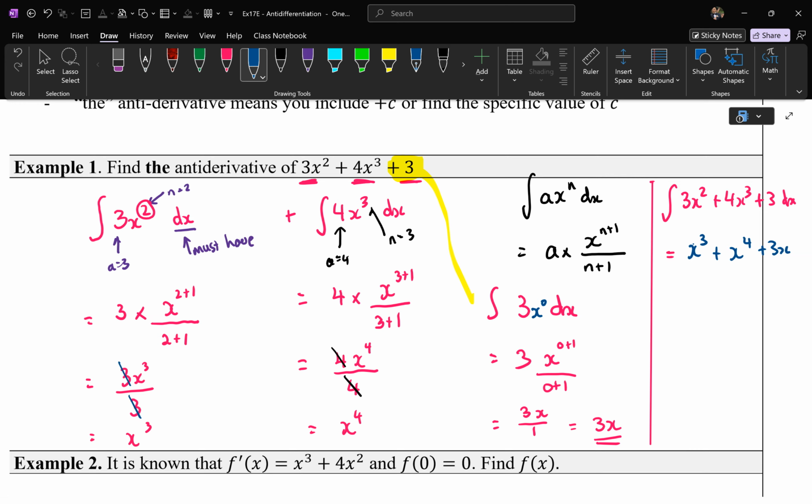Okay, and if you want to see if you've done it right, just differentiate them. Differentiate x cubed, do you get 3x squared? Differentiate x to the power 4, do you get 4x cubed? And if you differentiate 3x, do you get 3? That's a hint that it is correct.